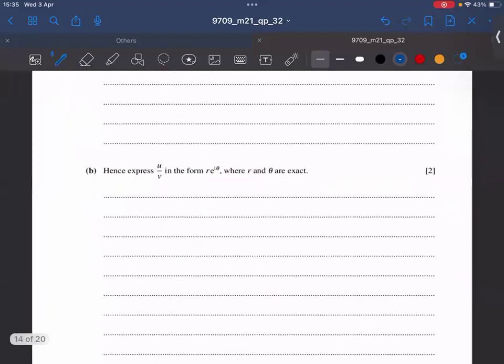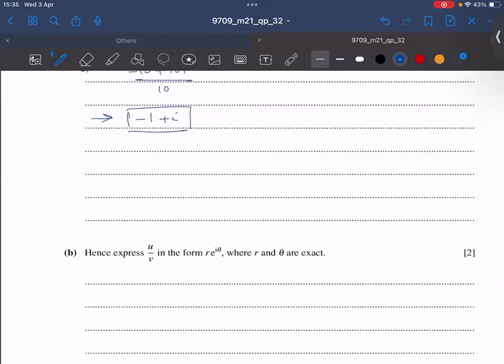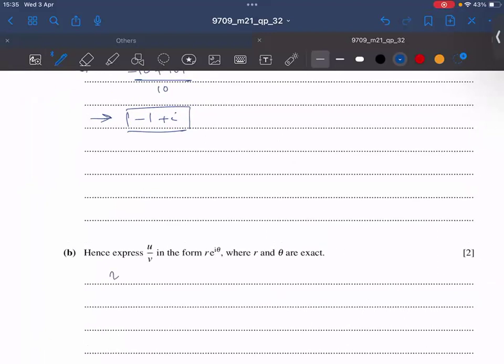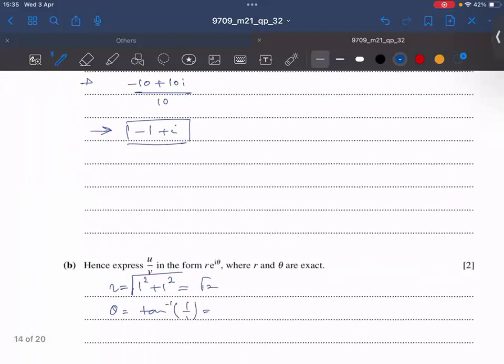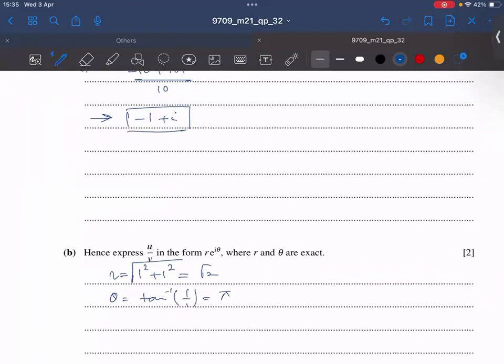Then Iman, we have u over v. We need to express u over v in terms of r and theta. So I'll be doing the square root of 1 squared plus 1 squared, so it's going to be the square root of 2. And for theta, it's going to be tan inverse of 1 over 1, which is pi by 4.